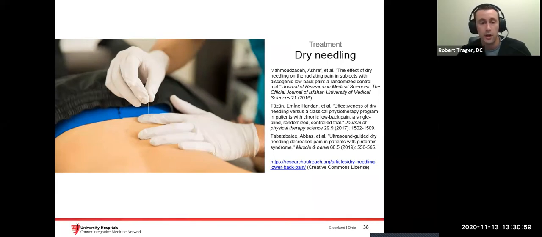Really awesome for not only low back related sciatic pain, disc herniation, stenosis, but it's also good for things like piriformis, deep gluteal syndrome. And there's been a couple of randomized controlled trials that have come out supporting this in the past few years.